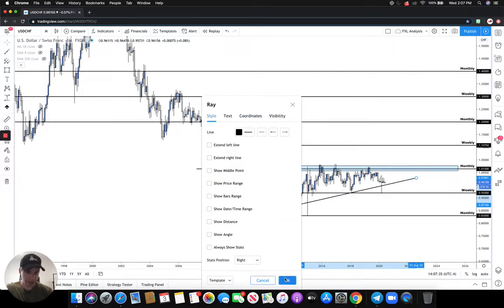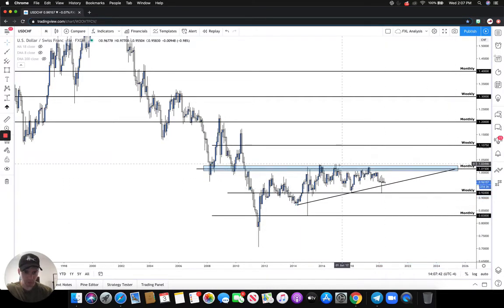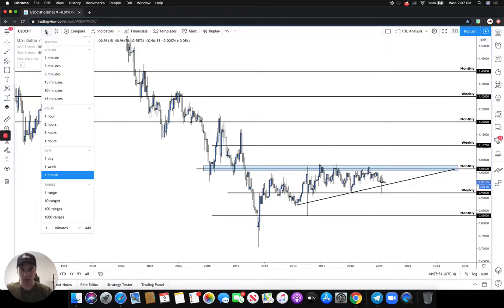Make this black and then extend it. So this is looking like a little ascending triangle in here, right? Price action is consolidating, it's getting wedged, and now we're seeing a whole bunch of dojis. Look at all these. This is a monthly chart. Look at all these dojis in here. A lot of indecision.